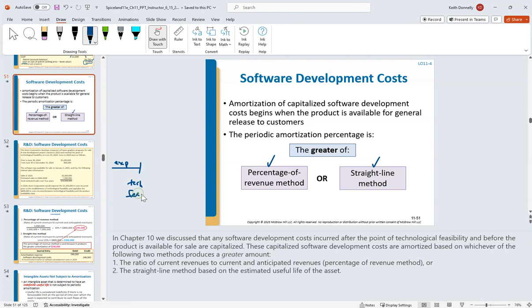technological feasibility, right? Thereafter, from technological feasibility, the next kind of stop sign is when it's available for sale, right? It's out there, we're selling it. All of the costs in here, you're going to capitalize, right? And then afterward, once it's available for sale, all of these capitalized costs you amortize during this period. So amortization begins when the product is available for general sale. And whenever you amortize it, you're going to pick the greater of the percentage of revenue or straight line method.